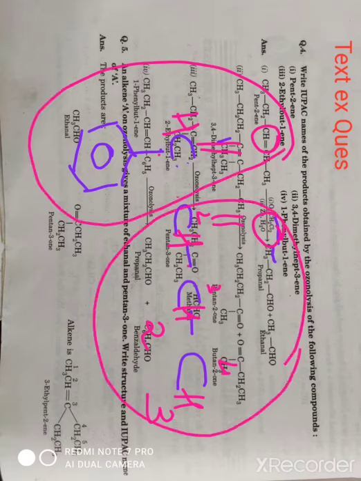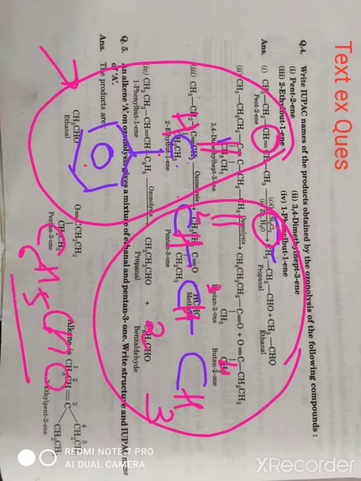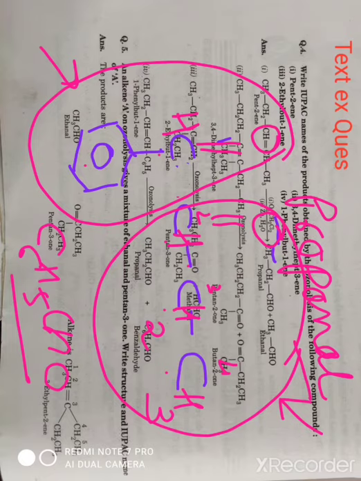So what is the first product? The first product is C6H5CHO. That is what is actually benzaldehyde. C6H5CHO is benzaldehyde, and the second one, the three carbon aldehyde, is propanal. Al is the suffix used for aldehyde, therefore it is propanal.